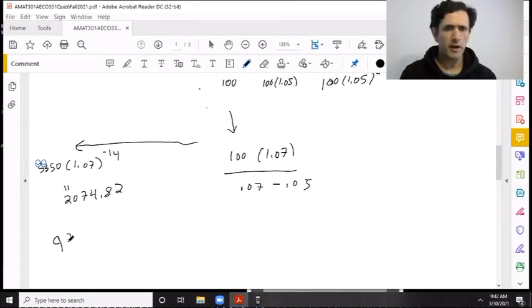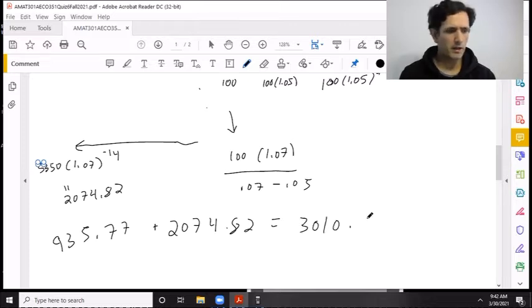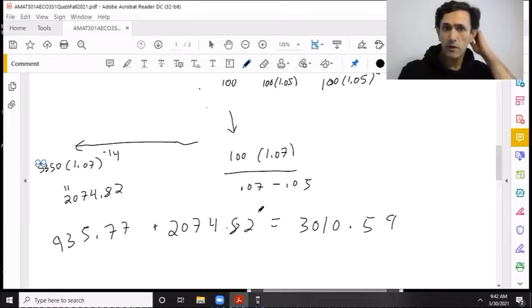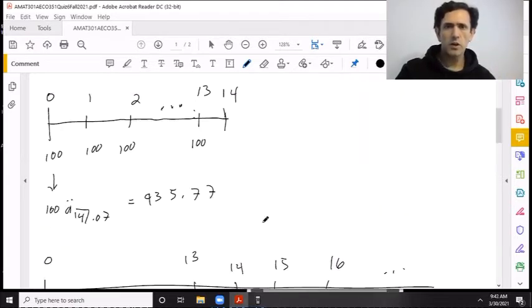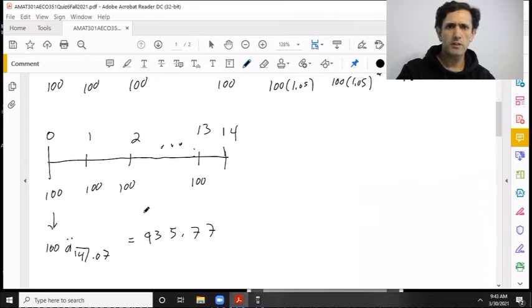It's 935.77, 207.482, and you get 3, 10, and 59 cents. Okay. So, right, alternatively, let's do it a different way, and let's check that we get the same answer. So alternatively, you could include the last 100 payment. That's absolutely fine.